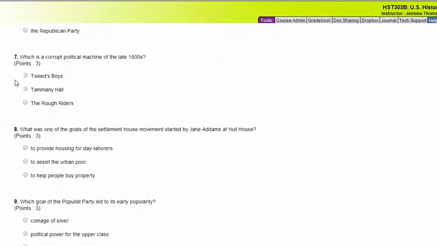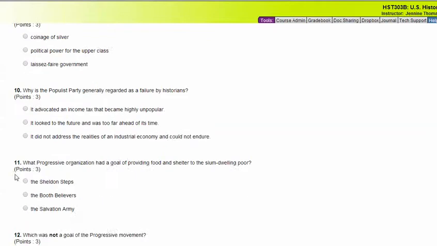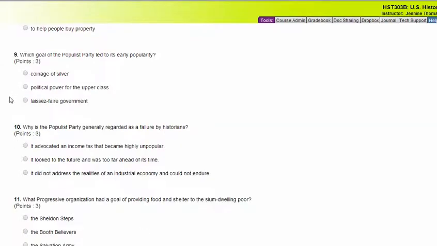Number 7, which is the corrupt political machine of the late 1800s? Tweed's Boys, Tammany Hall, or the Rough Riders? Number 8, what was one of the goals of the settlement house movement started by Jane Addams at Hull House? To provide housing for day laborers, to assist the urban poor, or to help people buy property? Number 9, which goal of the Populist Party led to its early popularity? Coinage of silver, political power of the upper class, or laissez-faire government?